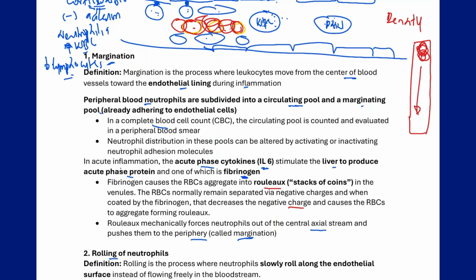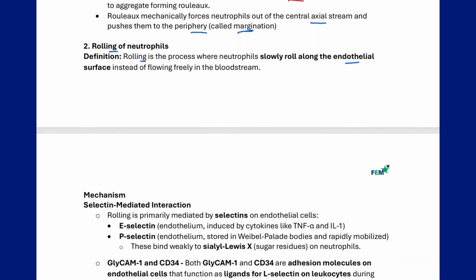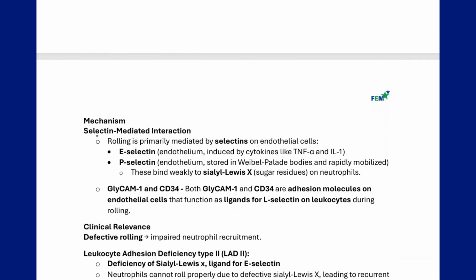So now that the neutrophil has marginated, they need to roll to the wall of the blood vessel. Rolling is the process where neutrophils slowly roll along the endothelial surface instead of flowing freely in the bloodstream. For rolling to take place, we need selectin. So it is a selectin-mediated interaction. Rolling is primarily mediated by selectins on the endothelial cells.